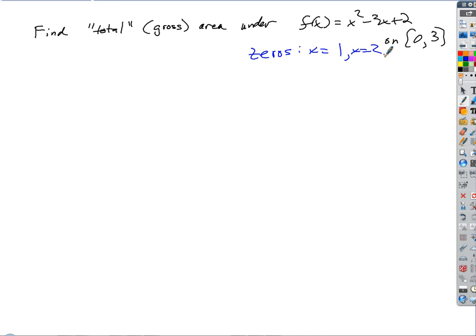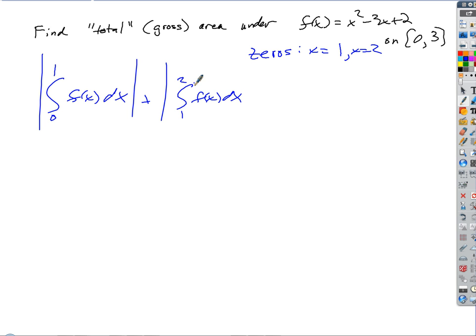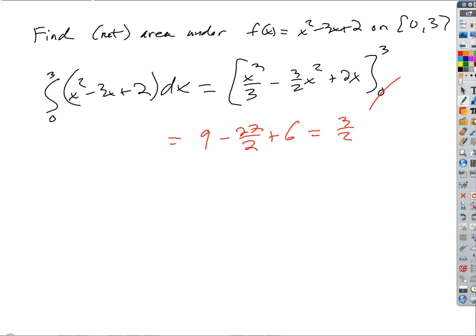So the zeros are at 1 and 2, right? So all we'd have to do to get the gross area would just be to take the integral of f of x from 0 to 1. Right, but let's just say we haven't graphed it. So we've got that plus the absolute value of the integral of f of x from 1 to 2 plus the absolute value of the integral of f of x from 2 to 3. And the integral is the same every time. I already did the work, right? It's right there, right?